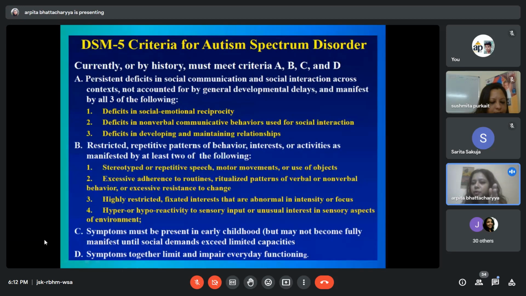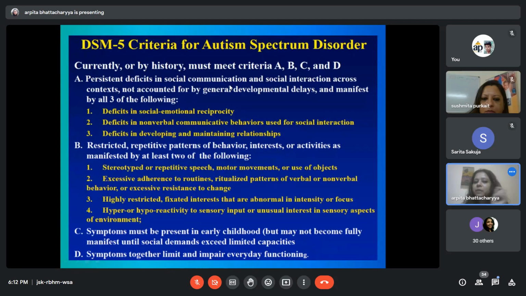5 is the edition, okay? We will be talking about DSM-4 also today because there have been certain changes from 4 to 5 and why these changes have been made. So I would be discussing that part. DSM-5 is the current criteria we are following. DSM-4 was the earlier one. So there have been certain modifications from 4 to 5. So currently, ASD must meet these criteria of A, B, C, D.